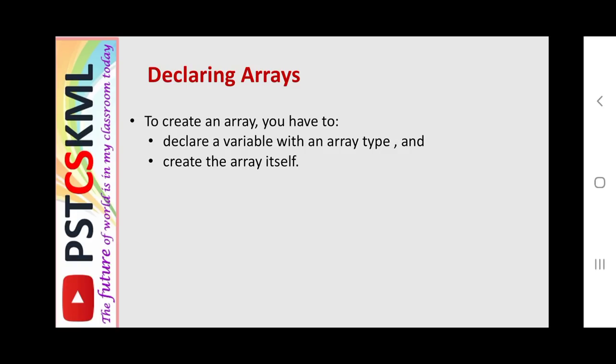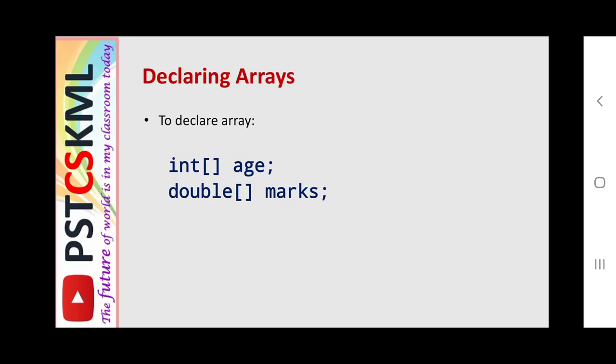Declaring arrays. To create an array, you have to declare a variable with an array type and create the array itself. So how to do that? To declare an array, we start with the array's name, age. Age is the array name. So how do we know that it is an array or not? We can put the bracket before the name, or write the bracket after the age. We declare it with a proper data type. For this case, we declare int age, which means integer numbers will be the values for this array.